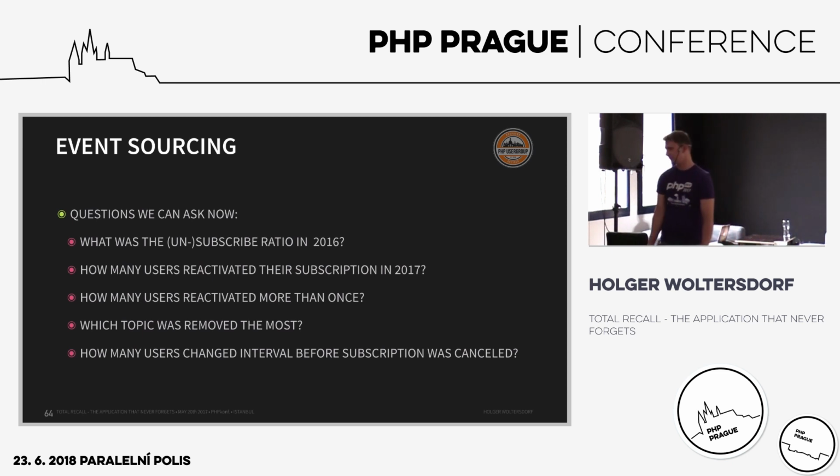What kind of advantages do we have now? What questions can we ask in our example? What was the unsubscribe ratio in 2016, for example? Now we can get all unsubscribe events and show, okay, in 2016 we had around 500,000 unsubscriptions, but we had 3 million subscriptions. How many users reactivated their subscription? That would be information that we wouldn't have had before. How many users did it, and how many did it once or multiple times?